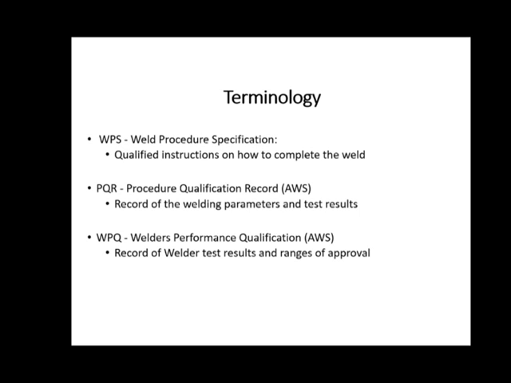The PQR is a procedure qualification record. It's a record of welding parameters and test results. So that is the parameters and the test results that we used the first time we made chocolate chip cookies. The very first time. We put them in the oven for a certain amount of time. It is the recipe that we used. So it is going to be the backup documentation for the WPS.